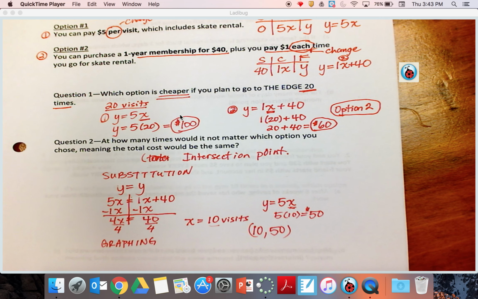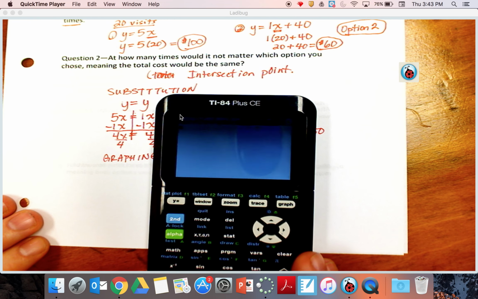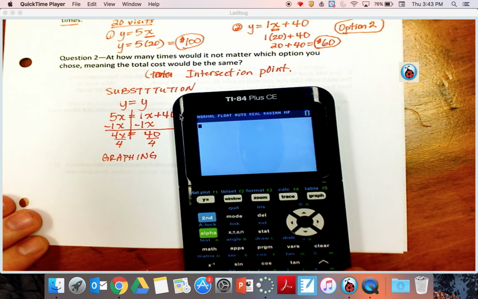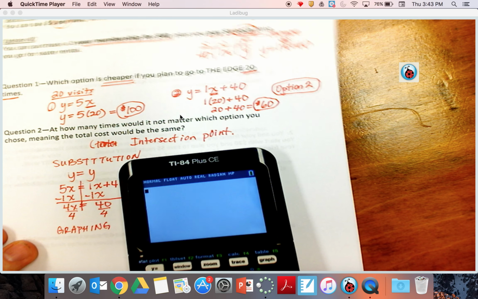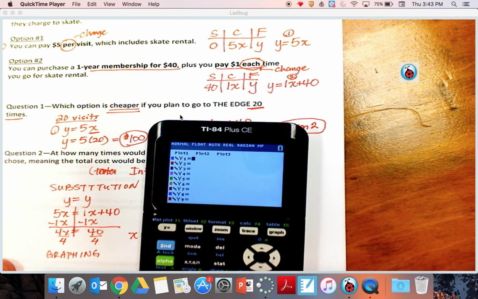Well, how could I graph that? Maybe you don't want to do substitution. You can graph it. I can pull out my calculator here, make sure I turn it on. I'm going to put in my two equations that I have. There are my two equations right up here. So I put in 5x and x plus 40. Zoom 0. There they go.